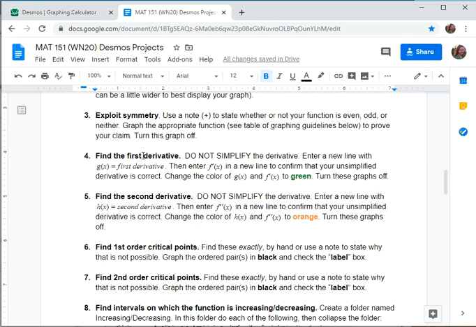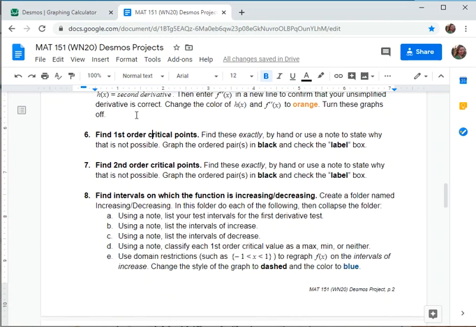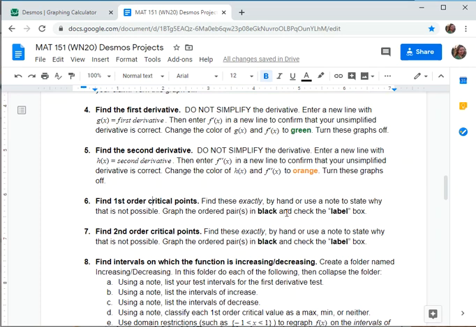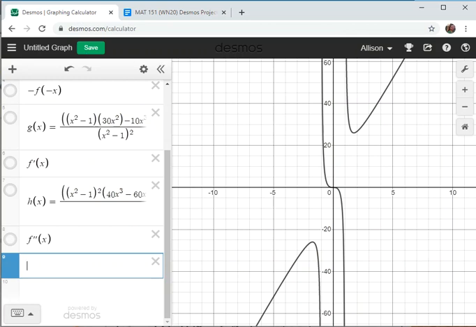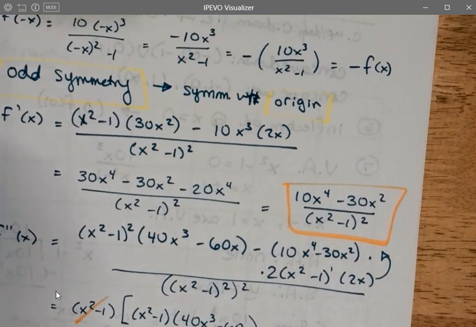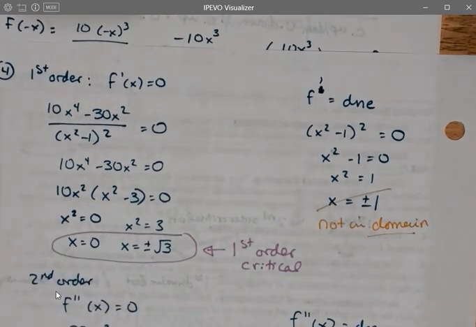Okay, so got the first derivative, got the second derivative, now I have the first order critical values. Okay, so we've already found those by hand, so oops, I went too far. I just want to graph them in black and label them. Okay, so where are they? I think they're on some other page. There they are. Okay, so my first order critical values, I need to graph them as ordered pairs, but since I already have f of x defined, I can be fancy about that, I hope, and graph them comma f of x. So let's double check if we can do that.